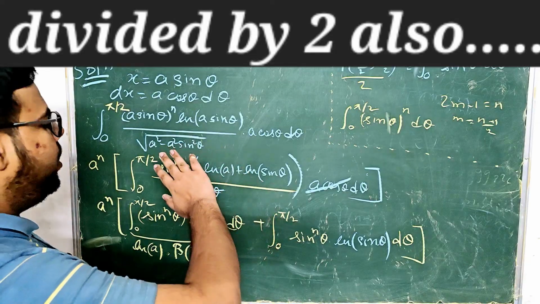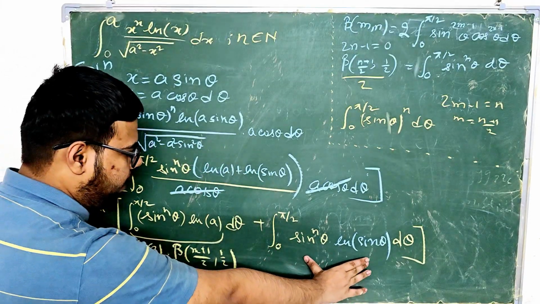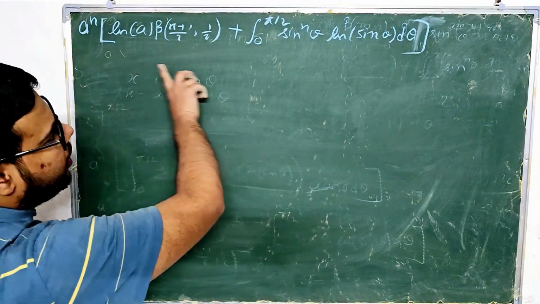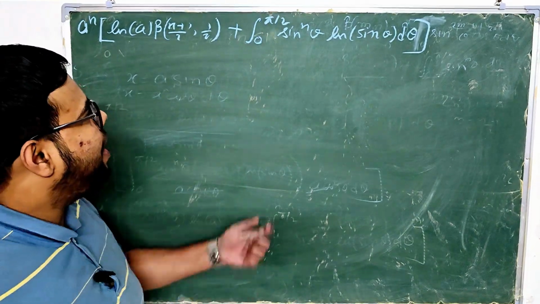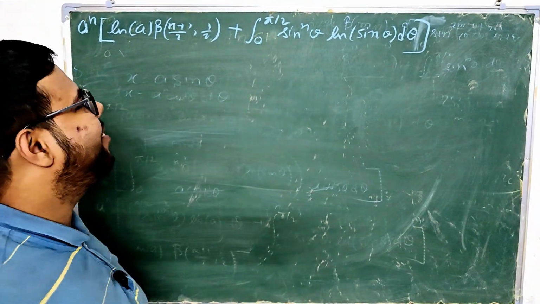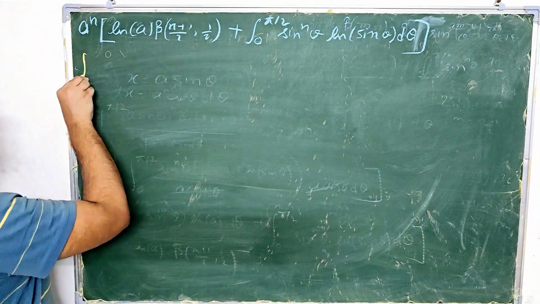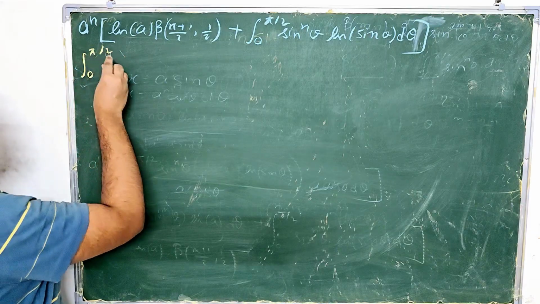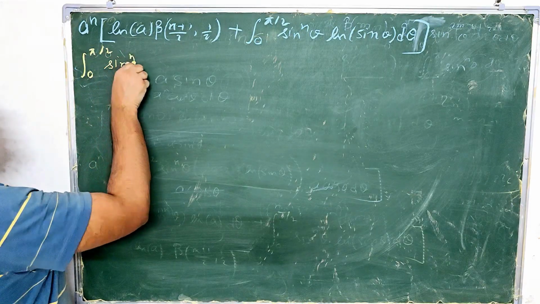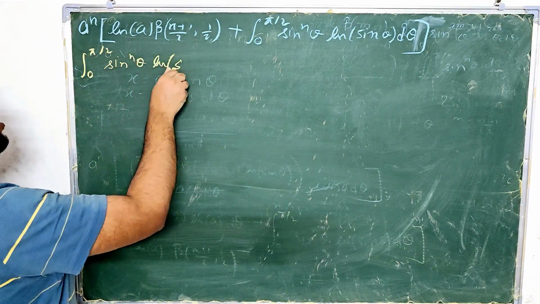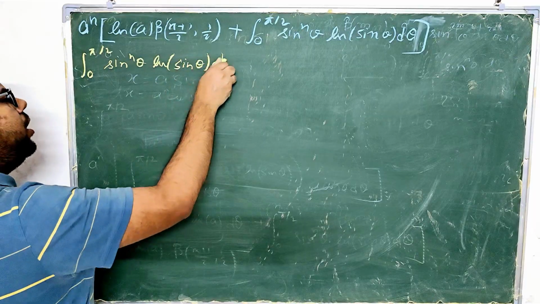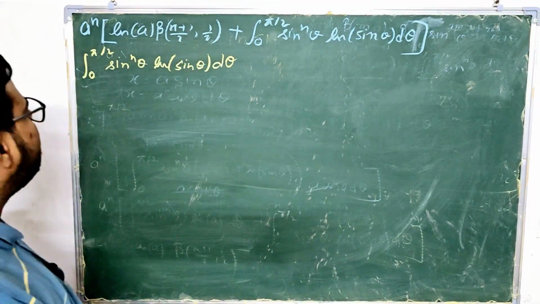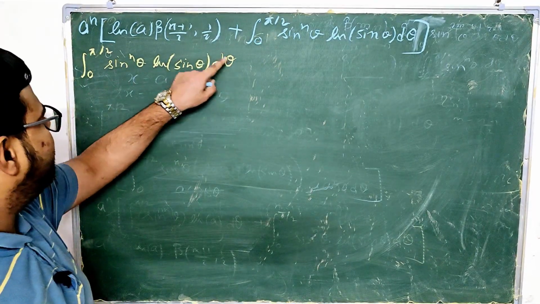So let me write it over here and let's now evaluate this expression. Okay, so this is the final expression which I have got. Now I have to evaluate this integral, so let's see how we can evaluate this. The integral from 0 to pi by 2 of sine raised to power n times natural log of sine theta d theta, right?